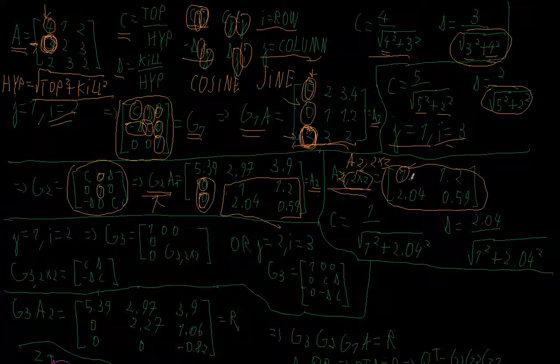So the top element here is 1. We want to kill this element, of course. So the top element of this vector is 1. And so our cosine is 1 over the square root of this top element squared plus the element you want to kill squared, so 2.04 squared. And our sine is the element you want to kill, so 2.04 over the square root of the top element squared, so 1 squared plus the element you want to kill squared, so 2.04 squared. Okay, and so again, now we have two ways to build up our third Givens rotation matrix.